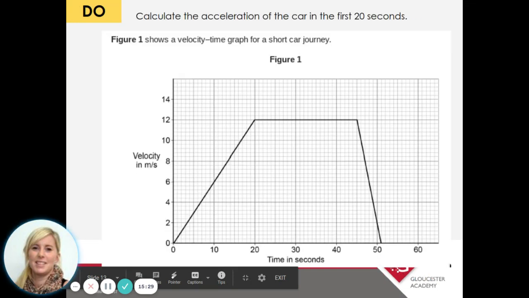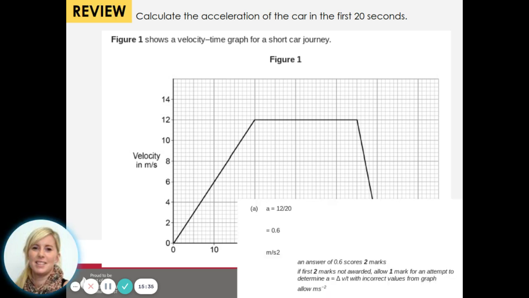So sorry, as I was just explaining, you worked out the acceleration of the car in the first 20 seconds. So let's look at that then. What we would do is work out y, which would be 12, and then work out x, which would be 20, and then 12 divided by 20 gives us a final answer of 0.6, and then the unit is meters per second squared.